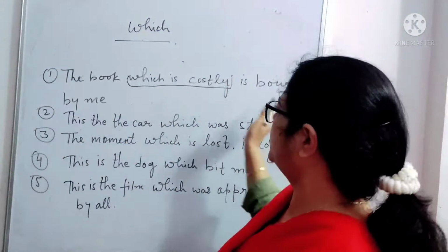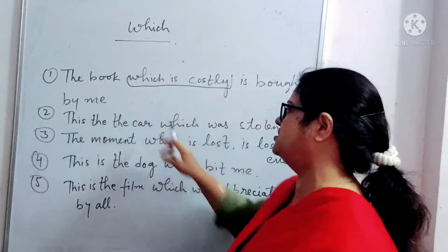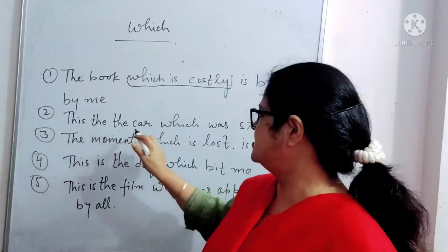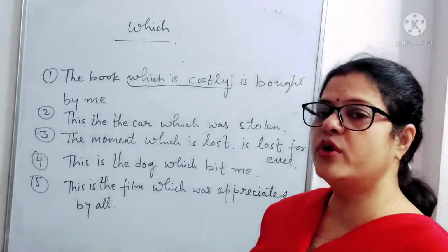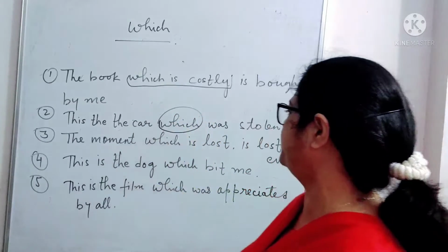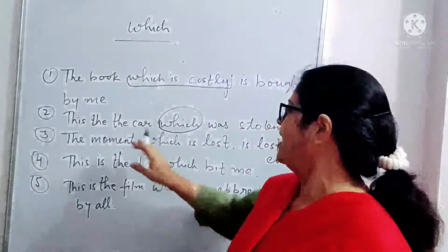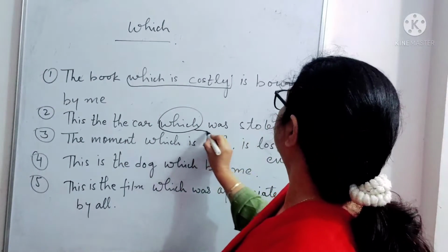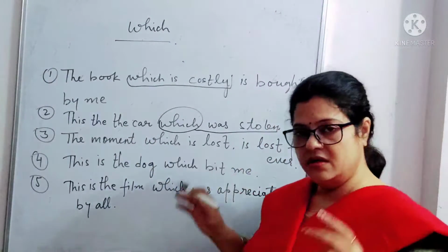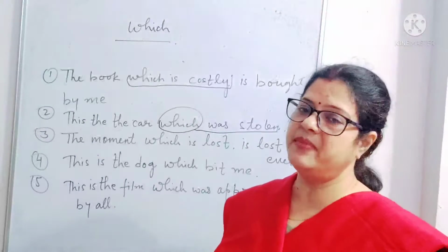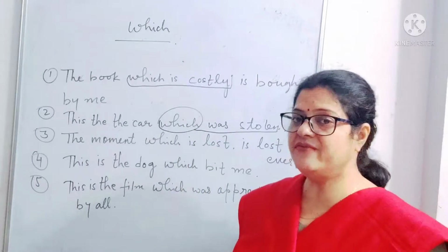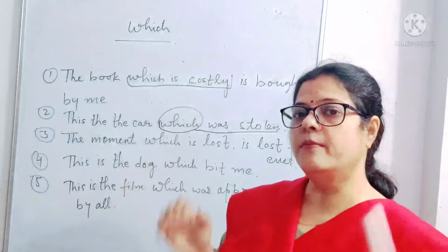So the book is bought by me. We are talking about this book. So since it is a lifeless object, we have used which for it. Same way, this is the car which was stolen. So we are talking about what? We are talking about this car. So this relative pronoun which is used for this car. Okay. And totally it makes a subordinate clause, and this is the principal clause, because we know that these relative pronouns always make relative clauses or adjective clauses to make a complex sentence.